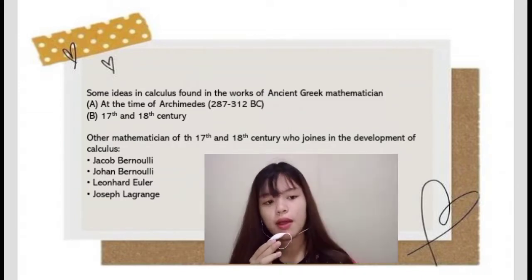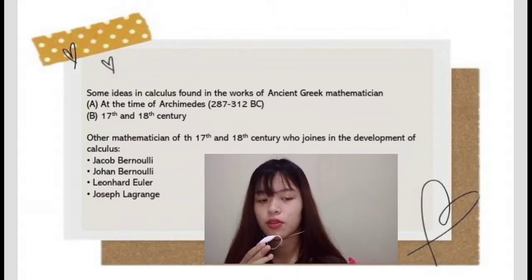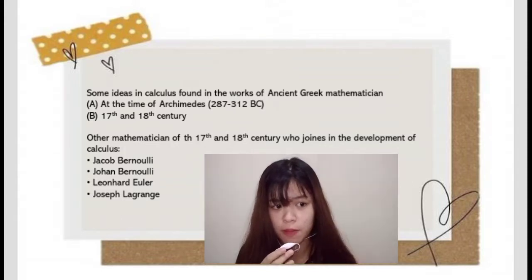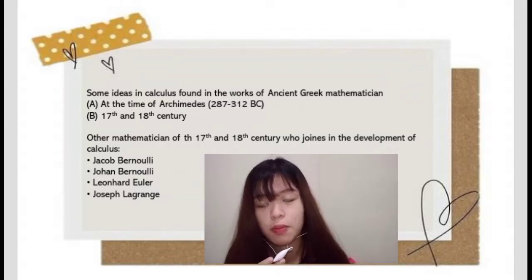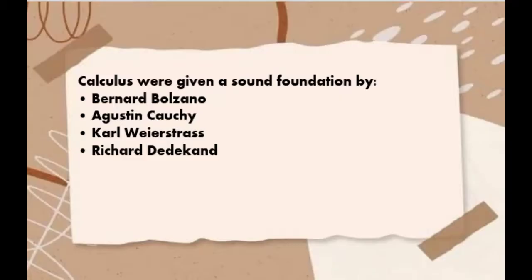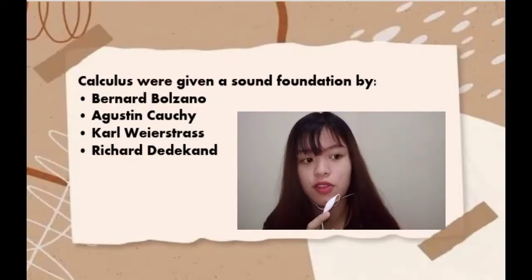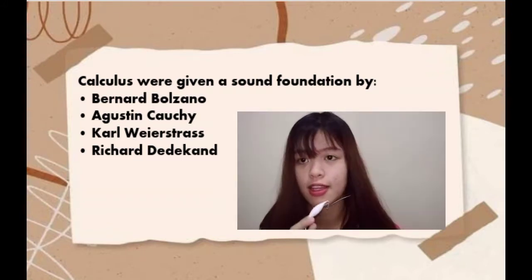So, ito yung mga iba pang mathematician na nag-join sa development of calculus noong 17th and 18th century. Isa na doon si Jacob Bernoulli, Johann Bernoulli, Leonhard Euler, Joseph Lagrange. Ito yung mga names ng nagbigay ng sound foundation sa calculus: Bernard Bolzano, Augustin Cauchy, Karl Weierstrass, Richard Dedekind.